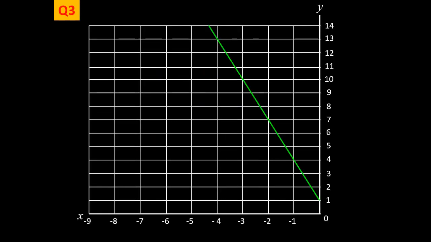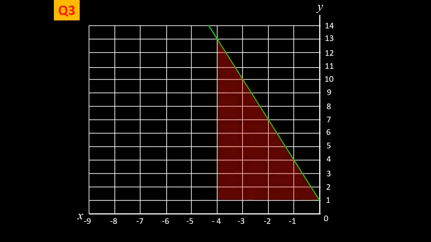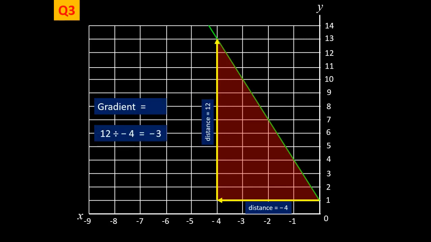Okay, now number 3, we can see that's a negative gradient straight away because it goes from top left to bottom right. So what a lot of people do is just measure the triangle and then put the minus at the end because they know it's a negative gradient. So let's have a look then. I've drawn, well, it's a big triangle there. So distance going across, so that's a minus 4. And then the distance going up, what's that? That's 12. So we've got 12 divided by minus 4. And that's a gradient of minus 3.